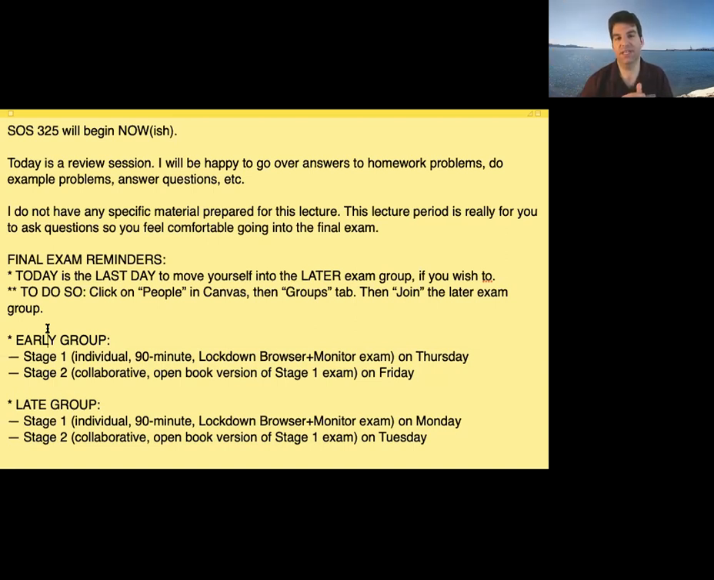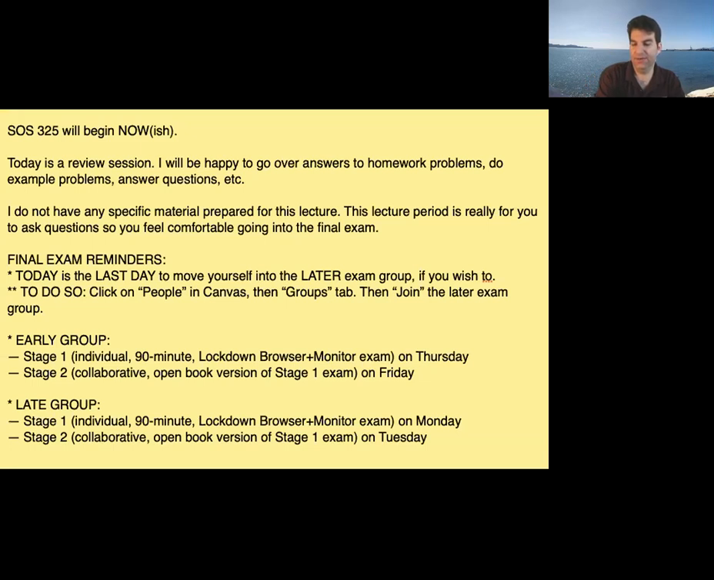You'll take it with Respondus Lockdown Browser plus Monitor. That will be a closed book exam, but you are allowed to have a note sheet identical to what we did in the midterm. So I think I've written this somewhere. I think it's in the syllabus, to be clear. So let me just make sure I don't misquote myself.